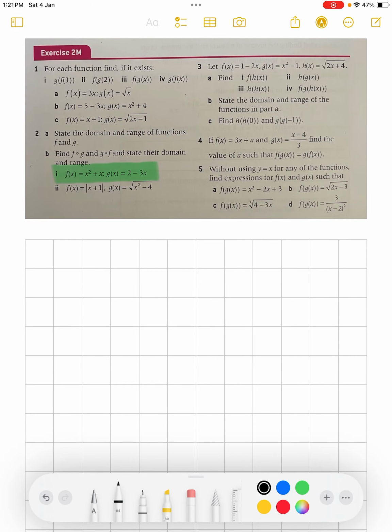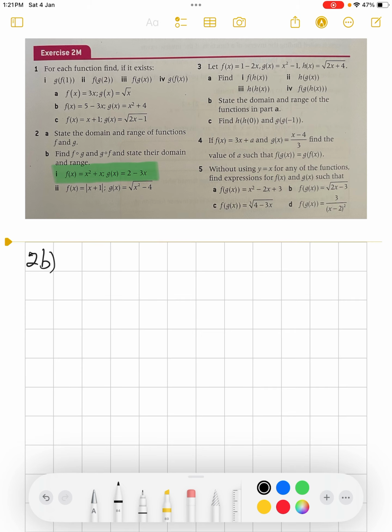Well, thank you for joining me on this question 2b and part I. We're looking at exercise 2m, and it says find f of g and find g of f and state their domain and their range.